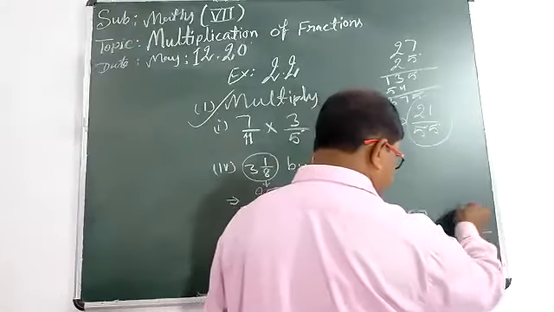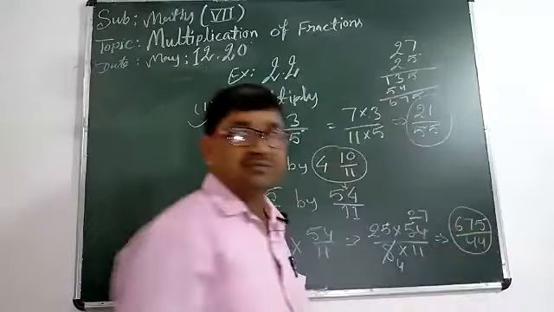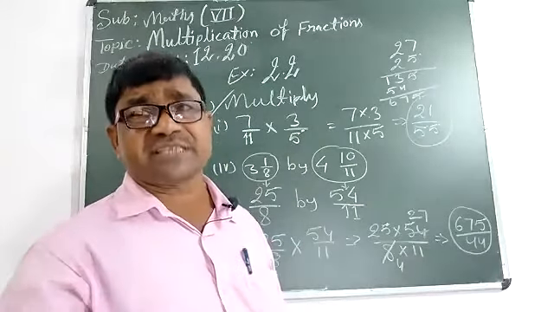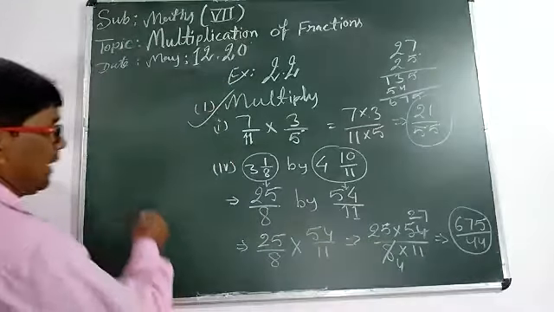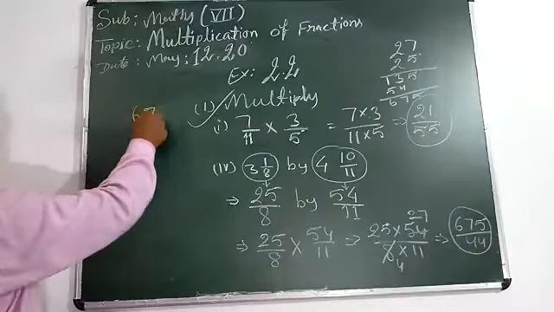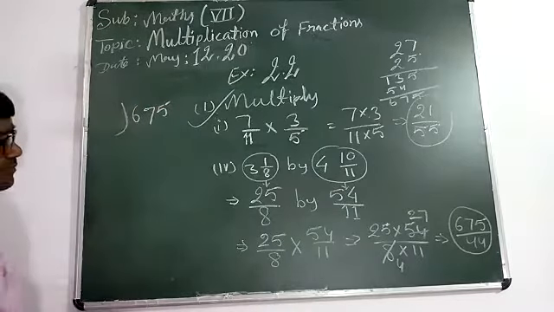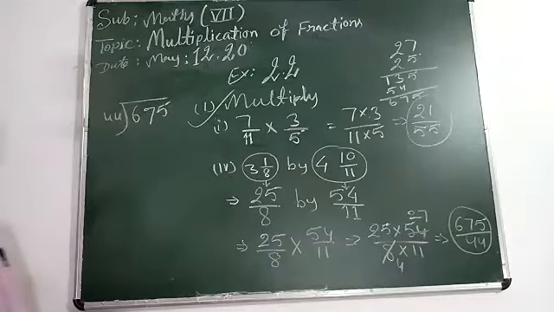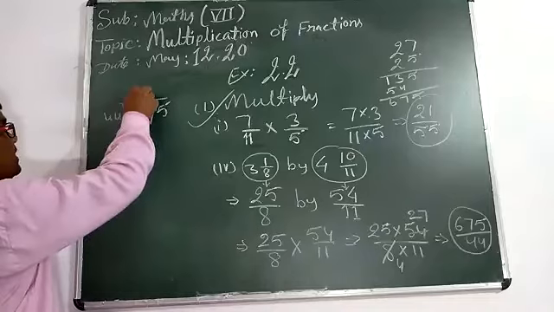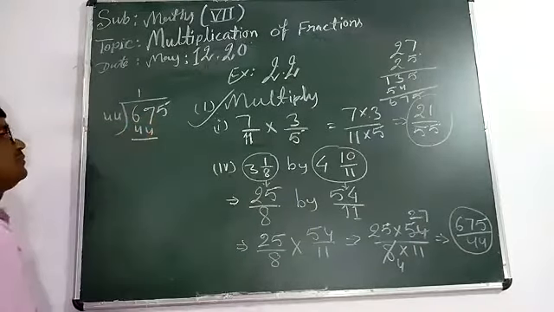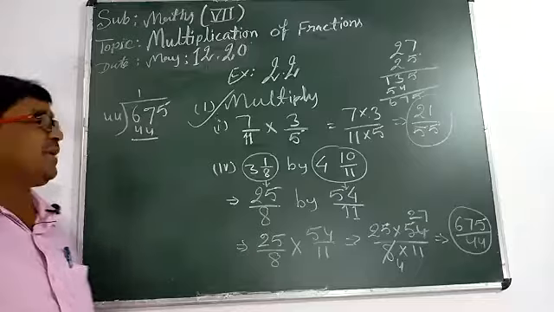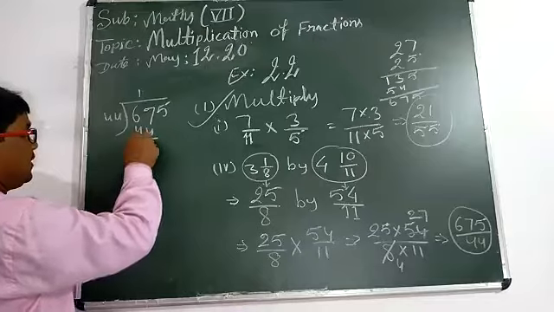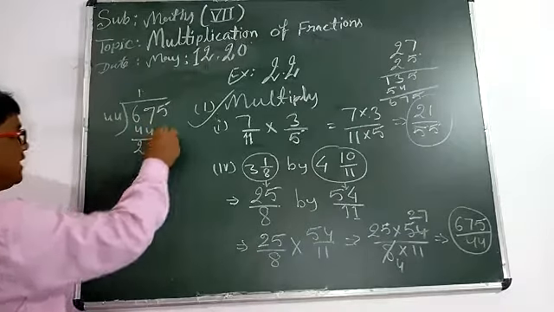Now you should think about this type of fraction. Improper. And for the improper, we need the mixed fraction. Now we will divide 675 by 44. Can you divide? Can you divide yourself? 44 1s are 44. Take your simple operation, everyone. 44 1s are 44. 3, 2. Now 5. 235.